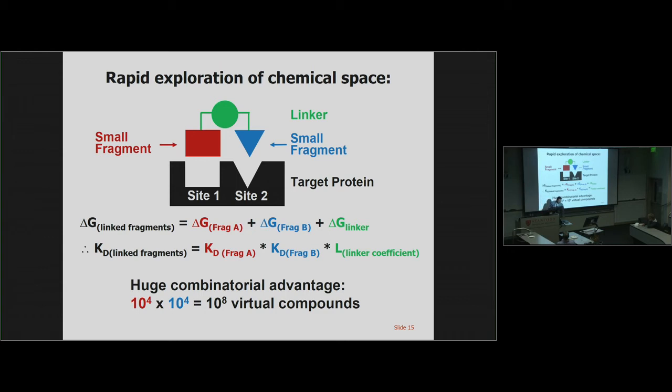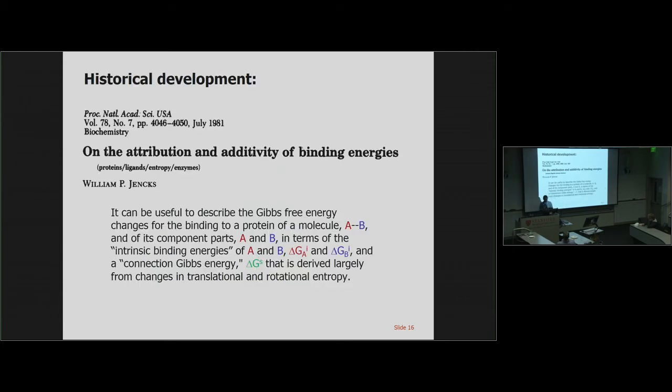And in fact, this concept was first reported almost 35, 36, 37 years ago by the late William Jencks at Brandeis, who described this thought experiment with a hypothetical molecule, AB, with its component parts, A and B, each with their intrinsic binding energies, as well as this connection energy that can be either positive or negative, depending on whether those fragments are productively linked or not. So this was published in 1981.